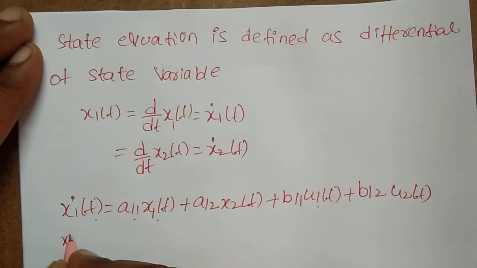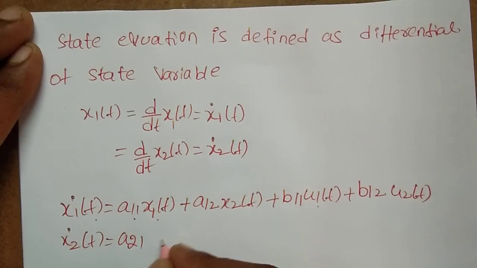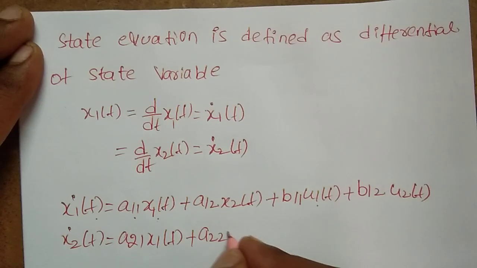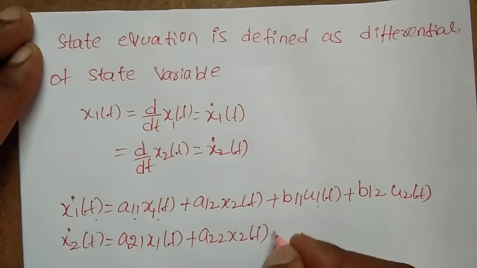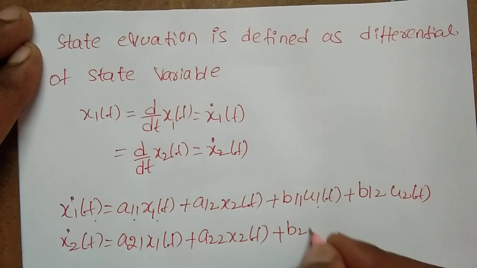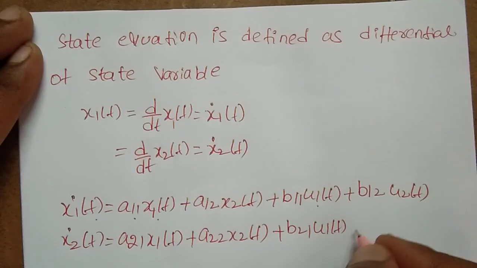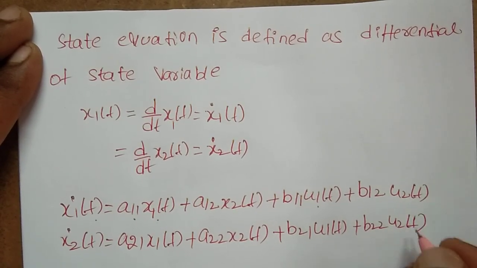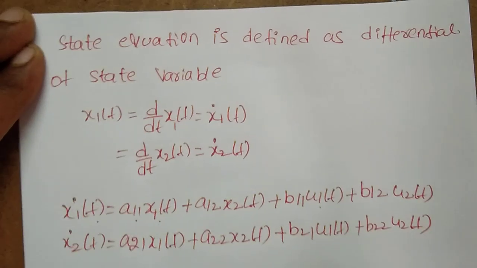Next equation: x2 dot of t is equal to a21 x1 of t plus a22 x2 of t plus b21 u1 of t plus b22 u2 of t. These are the state equations.